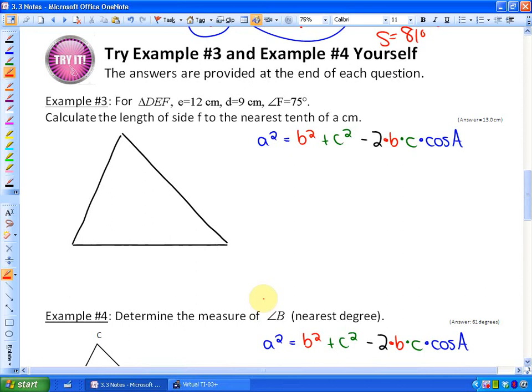All right, we're going to continue our investigation into the cosine law. What we looked at in the previous lesson you may want to look at is how to use the cosine law to solve for a side length and an angle. And in these first two examples, example 3 and 4, it says try it yourself because we're going to do the exact same thing again.